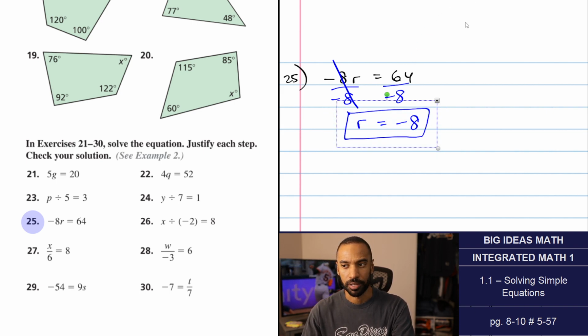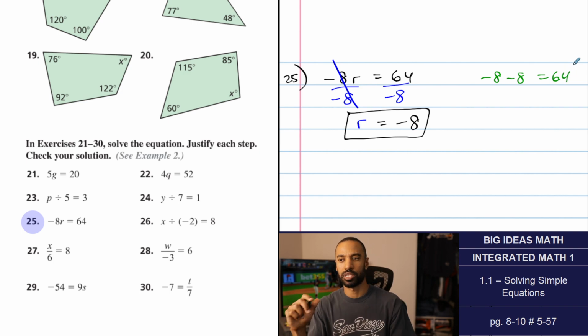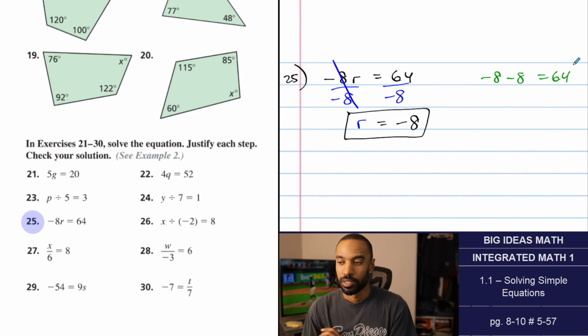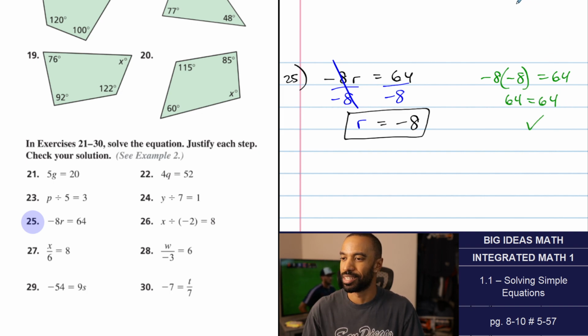Probably a good one to double check. Negative 8. Now, do I just substitute negative 8 like that? Negative 8 minus 8 equals 64? Well, that's not correct. Substitution: negative 8, parentheses, negative 8. Negative 8 times negative 8. Negative times negative is a positive. 8 times 8 is 64. 64 equals 64.